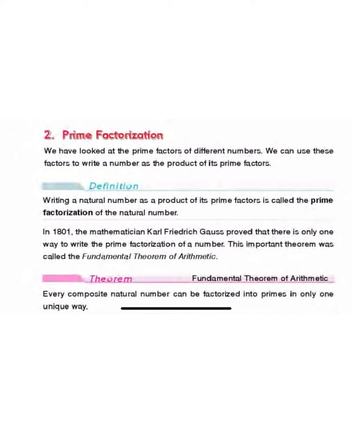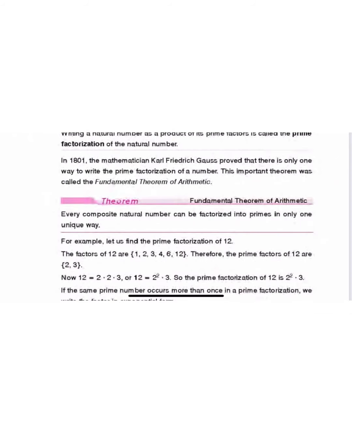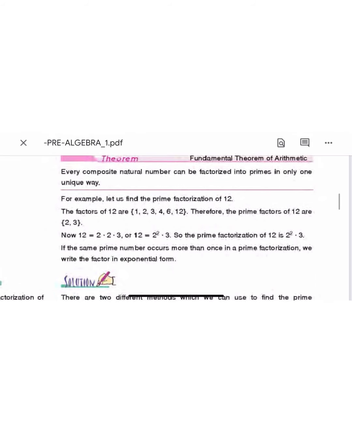Writing a natural number as a product of its prime factors is called the prime factorization of the natural number. Fundamental theorem of arithmetic: every composite natural number can be factorized into primes in only one unique way.